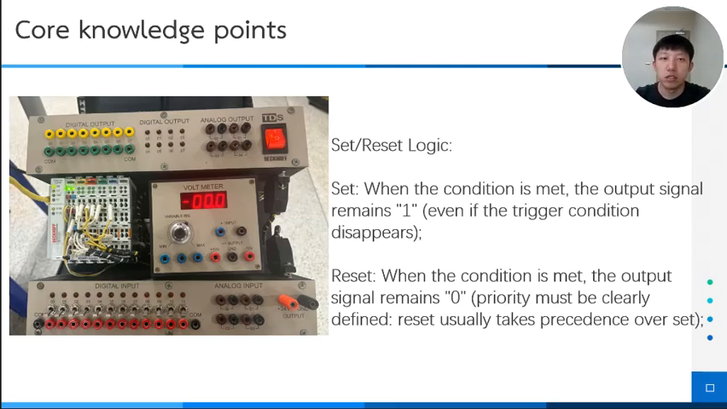Before starting the explanation, let's review three key knowledge points. First, set and reset functions. Set makes the output signal stay on after meeting the condition, even if the trigger disappears. Reset makes the output signal stay off after meeting the condition, and the reset usually has higher priority.